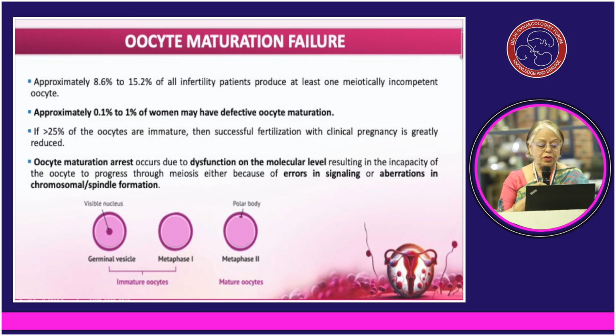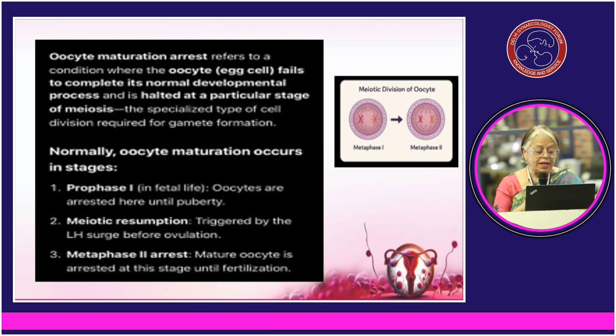So what is oocyte maturation arrest? It refers to a condition where the oocyte fails to complete the normal developmental process, and it is halted at a particular stage of meiosis. This is the special cell which is needed for gamete formation. Now we know what happens naturally in our body. We have prophase 1, which occurs in fetal life, where oocytes are arrested until puberty. As soon as there is an LH surge before ovulation, the arrested meiotic stage is resumed. And then, of course, there is a metaphase 2 arrest, where the mature oocyte is arrested until it gets fertilized. So these are the various stages where maturation arrest can occur.